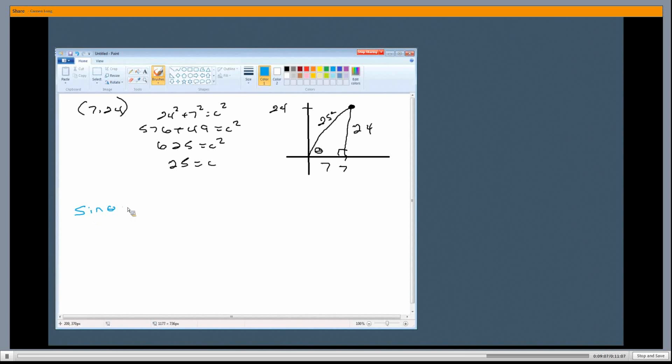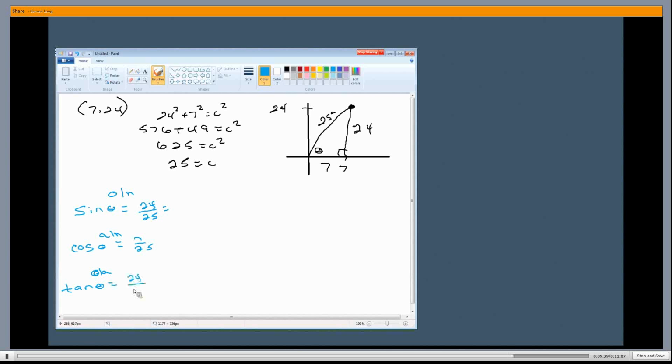So sine, remember, is opposite over hypotenuse. And the opposite of theta is 24, and our hypotenuse is 25. If that's reducible, of course, you would want to reduce it. And then our cosine is adjacent over hypotenuse. Adjacent is 7 over 25. And then our tangent of theta is opposite over adjacent, and that's going to be 24 over 7.